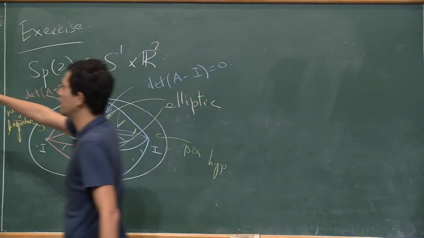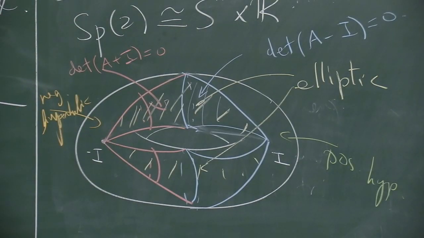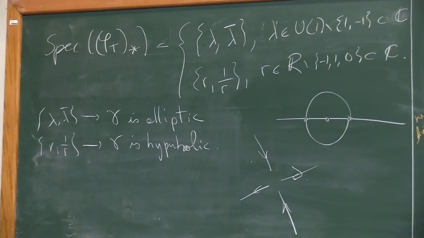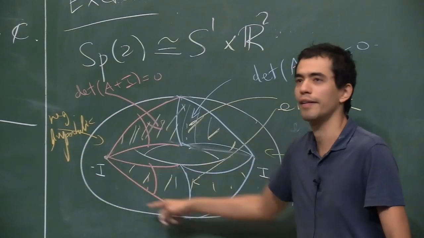Like if this guy has imaginary part positive or... Yeah, there's a way to choose one. Yeah. It's exactly the projection to S1 here.